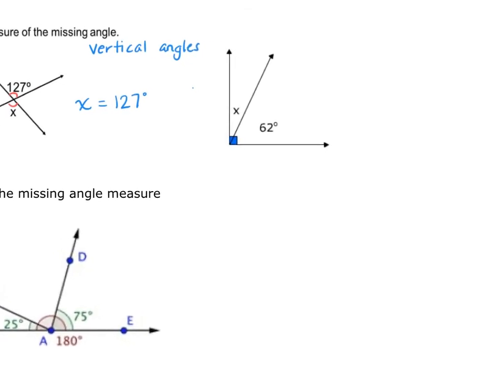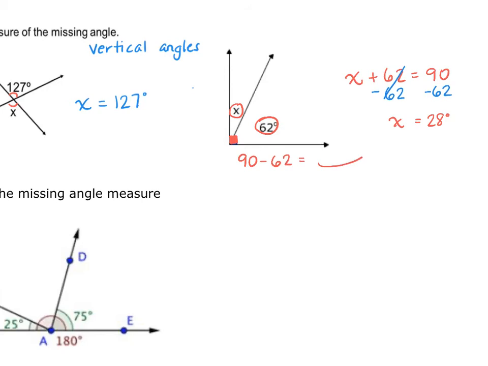This next one here, we have this square in there. So that square, if you guys recall, means that this is adding up to 90 degrees. So if you take x and you add 62, you would get 90. So the mathematical or algebraic way of solving this would be x plus 62 equals 90. And then we have to get x alone. So we subtract 62 from both sides. And we get that x is equal to 28 degrees.